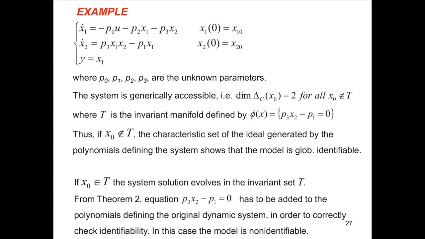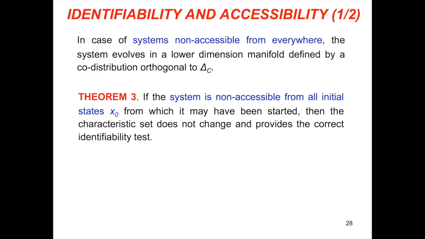And here there is a simple example. This is a model which is accessible except for x0 belonging to the invariant set defined by this equation: p3 x2 minus p1 equals 0. So if your initial condition doesn't belong to this invariant set, it's okay, and the model is globally identifiable. But if x0 belongs to this thin set, you don't have the correct answer from the identifiability test, and you have to add these equations to the equations of your original system to have the correct answer.